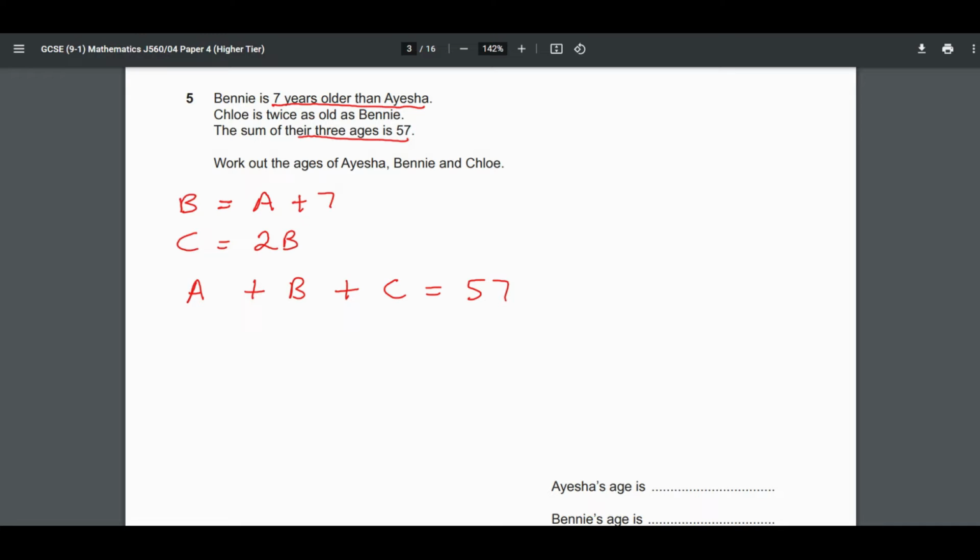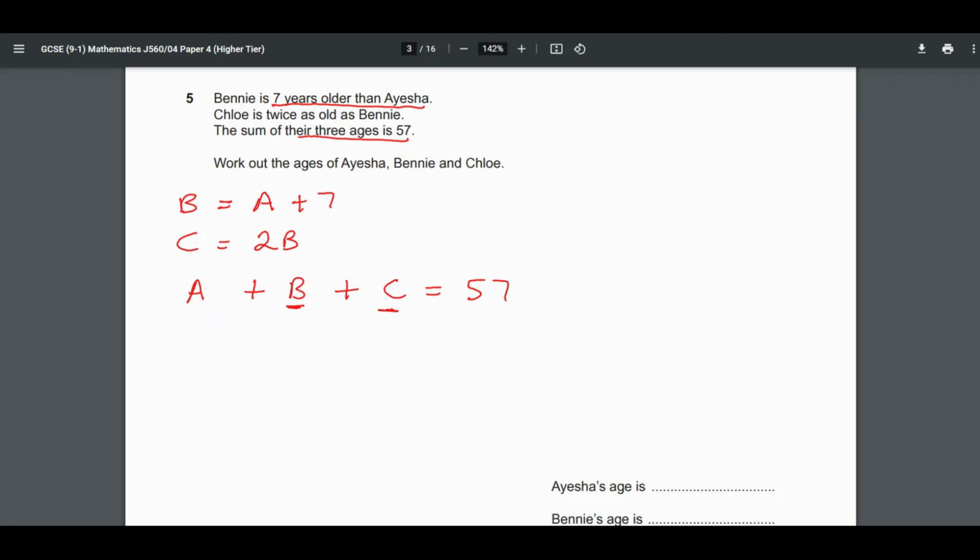So to find out Aisha, Benny, and Chloe's ages in this question, what we'll need to do is first put all of these into one letter in a sense. So we have B and C, and that doesn't really mean anything to us right now. But what we can do is rewrite all of this in terms of A, okay? We've already got what Benny is in terms of A. So Benny is A plus 7, Aisha plus 7.